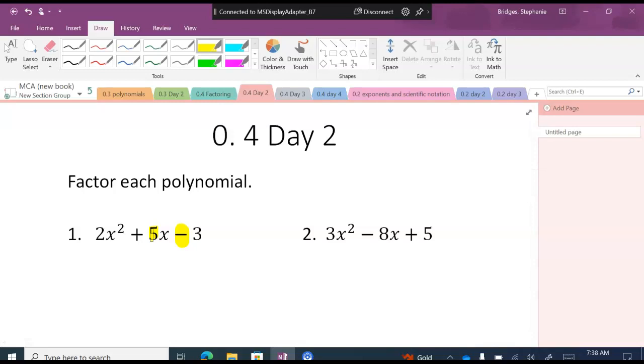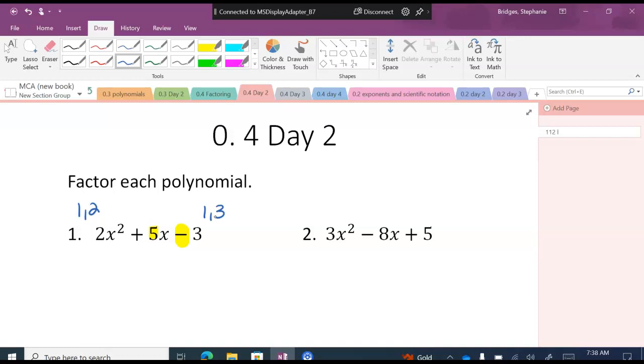So the very first thing I want to do is I want to list the factors of the first term, that 2. What are the only two factors of 2? 1 and 2, okay? And then I list the factors of the last term. What are the only factors of 3? 1 and 3. Okay. That means I have to use 1 and 2, and I have to use 1 and 3 if this thing is going to factor. I just have to figure out where the placement is going to go.